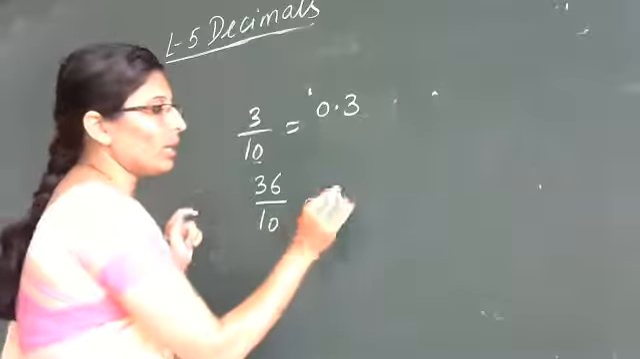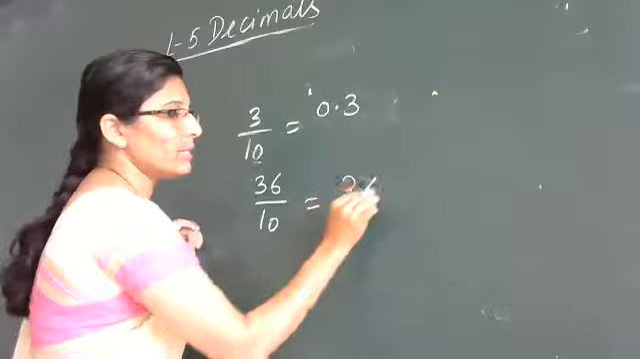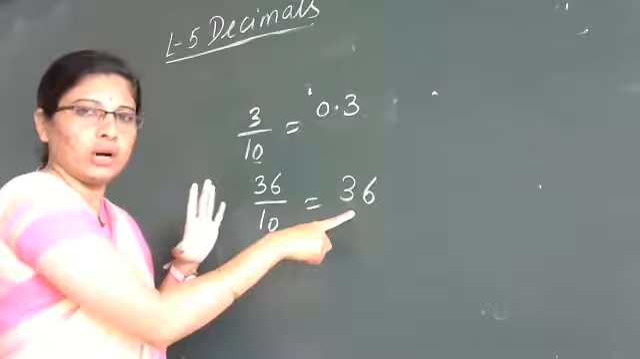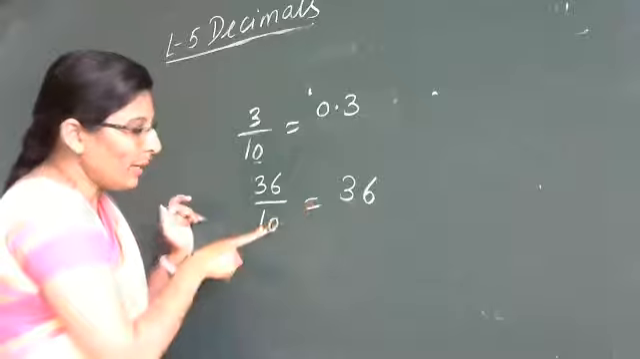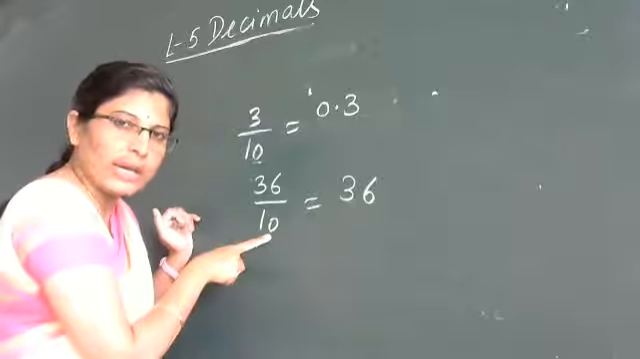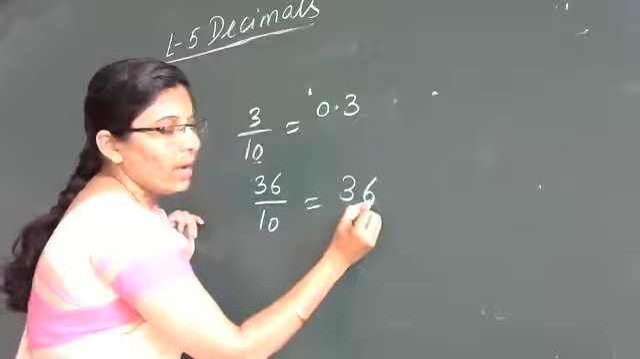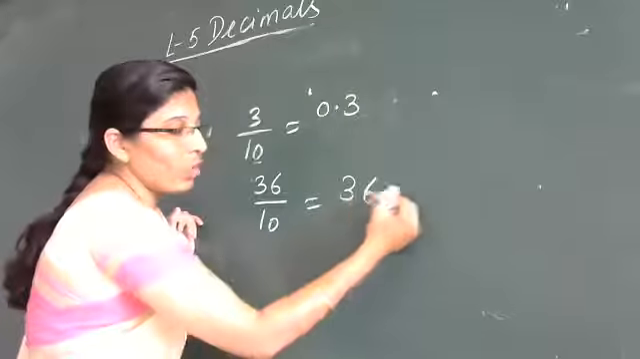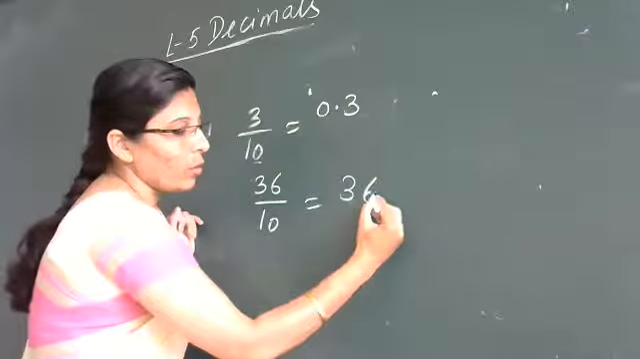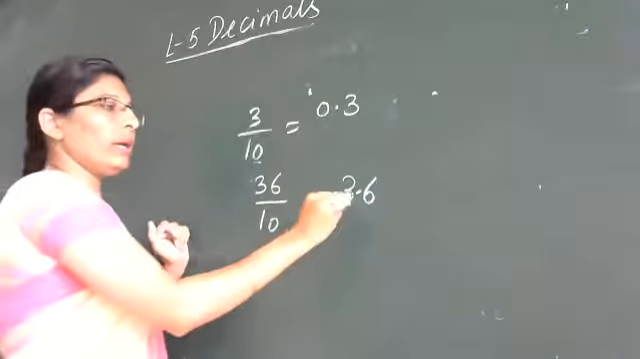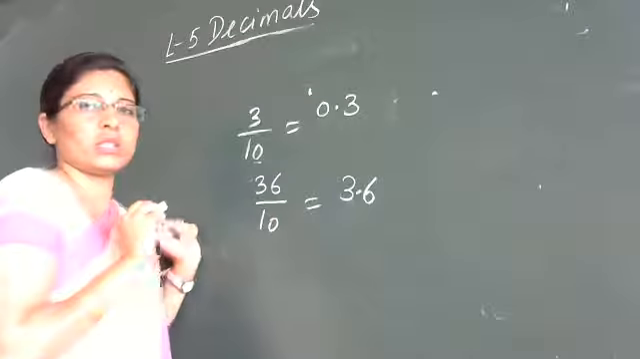First, we need to write here 36. The upper number, the numerator, we have to write in full. After that, here one zero is there, means 10 is there. So after one digit from the right side we have to count, and after one digit we have to put a point. So it will become 3.6.